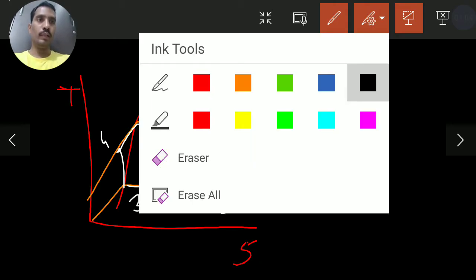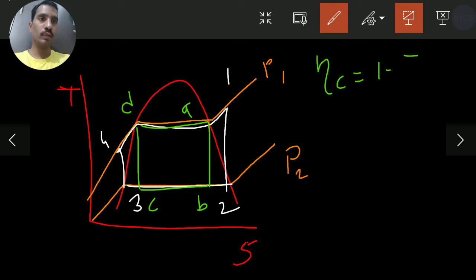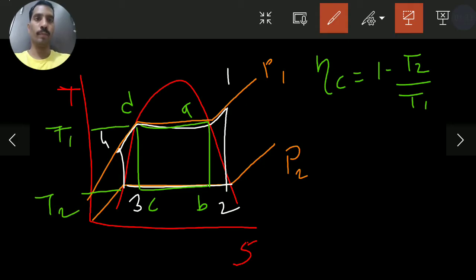If you draw the Carnot cycle inside here, this green colored one is the Carnot cycle. Let us call it A, B, C, D. For the Carnot cycle, we calculate the efficiency as 1 minus T2 by T1. This temperature is T2 and this temperature is T1.